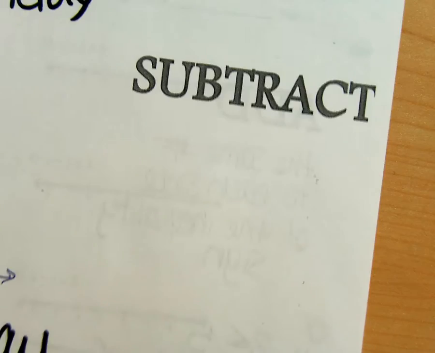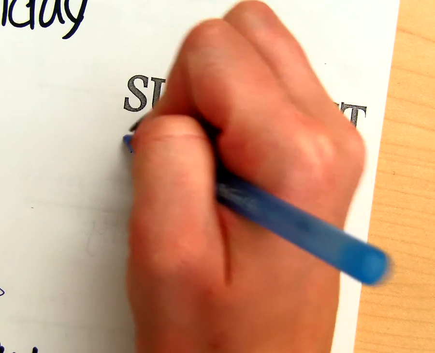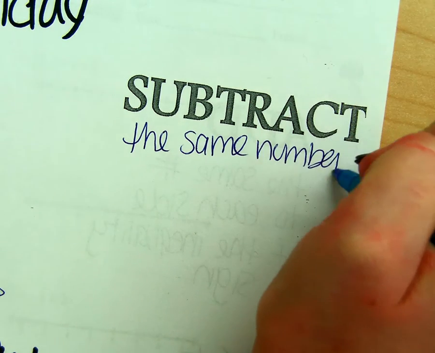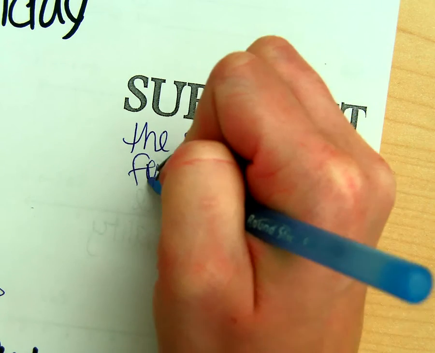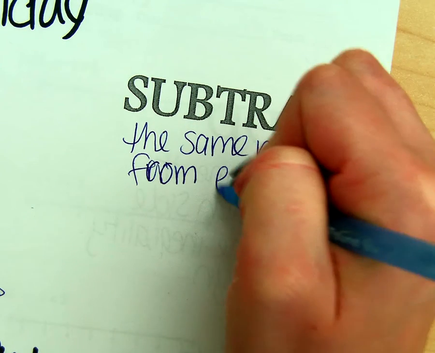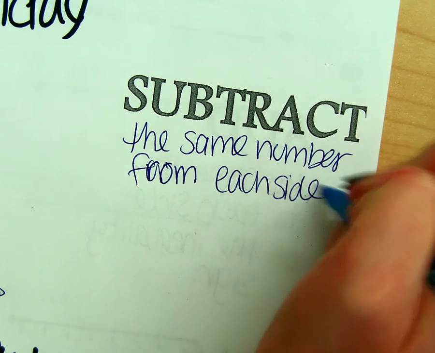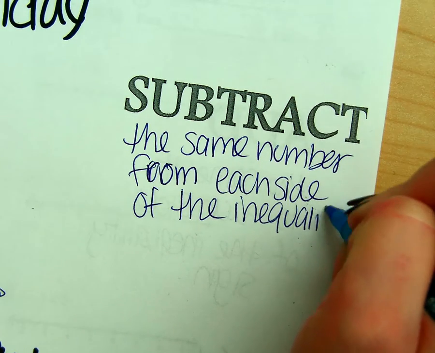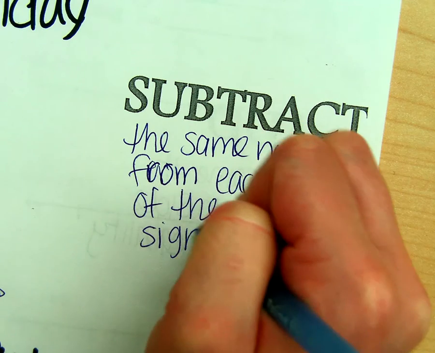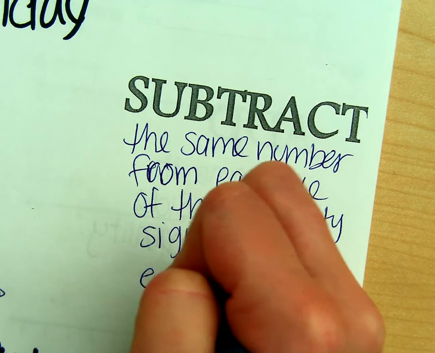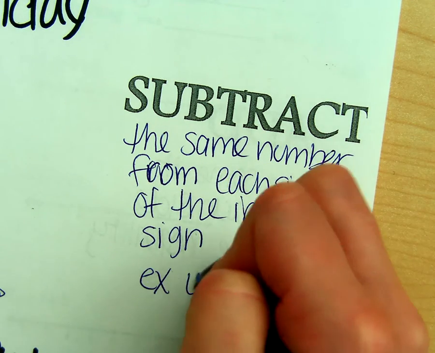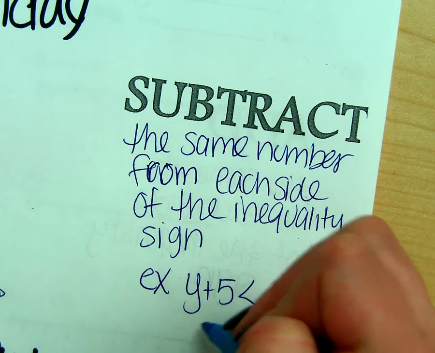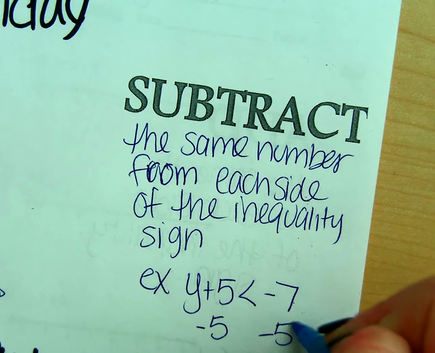When we have subtracting, you're going to subtract the same number from each side of the inequality sign. For example, y plus 5 is less than negative 7. You need to subtract 5 from both sides.